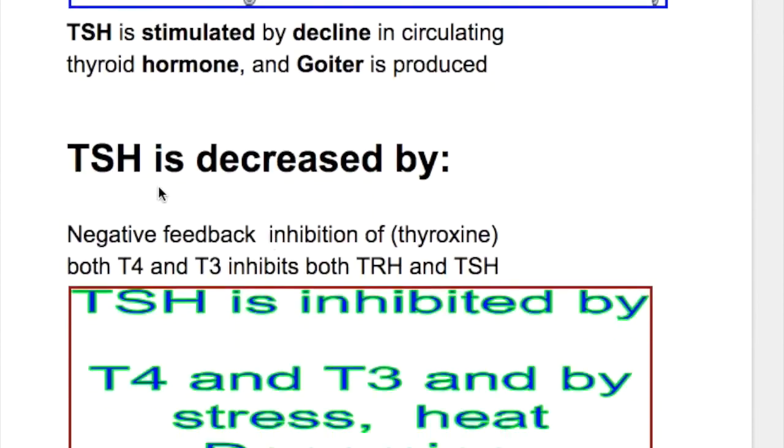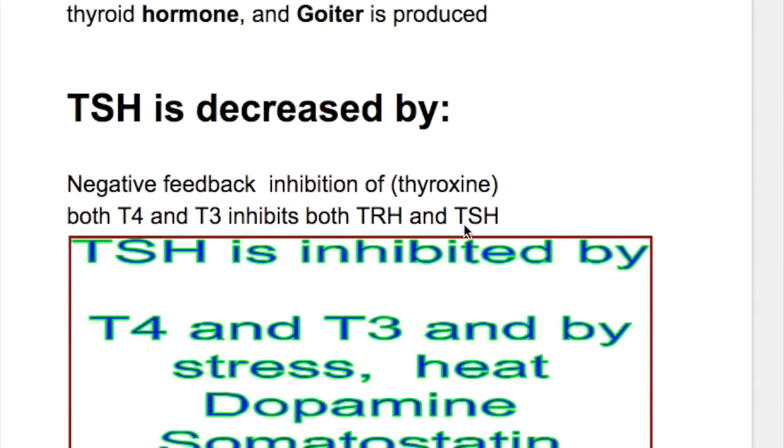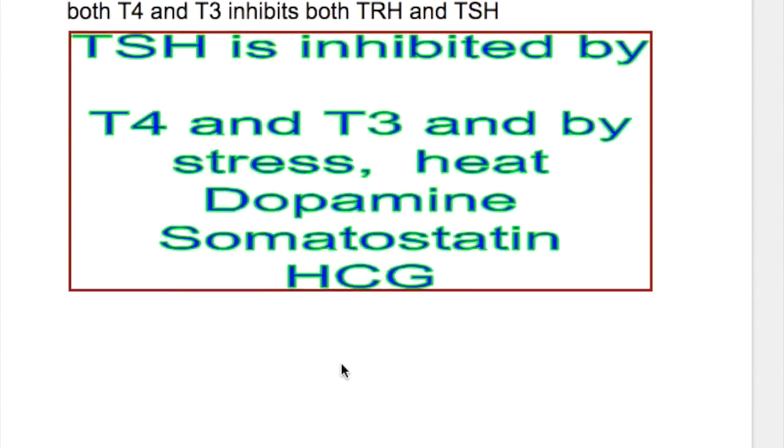So what are the conditions which produce decrease in TSH? A negative feedback inhibition of thyroxine: both T4 and T3 inhibit both TRH and TSH. So both T4 and T3 act on the hypothalamus and pituitary to inhibit the secretions of TRH and TSH. Other factors that inhibit TSH are stress, heat, dopamine, somatostatin, and HCG.